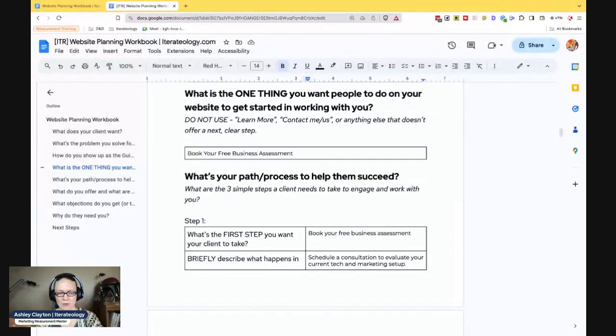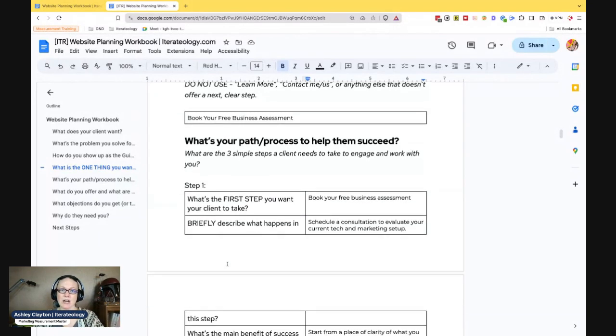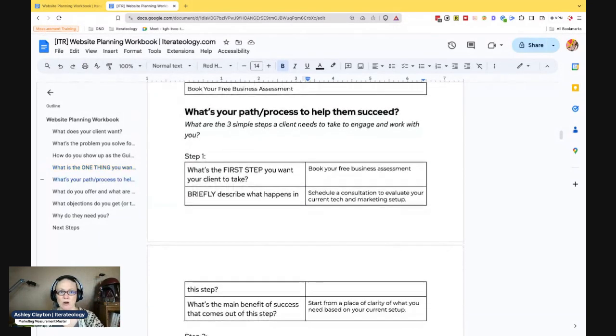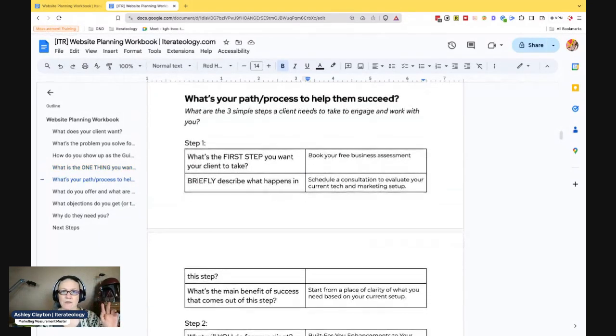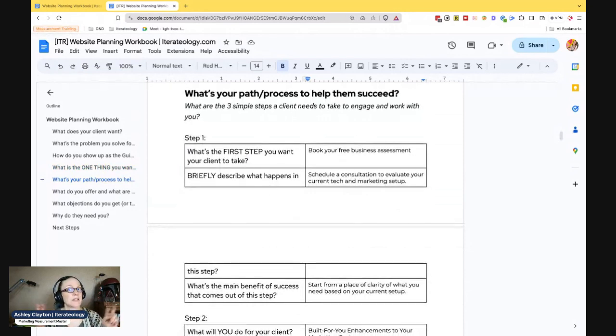And so don't overcomplicate this. For me, my one action is "book your free business assessment." Very clear. Based on that, they know, and then you're going to think through some of the details as well. This is maybe not your full success path, but at the highest 30,000-foot level, what are the three big things that happen over the course of working with you?